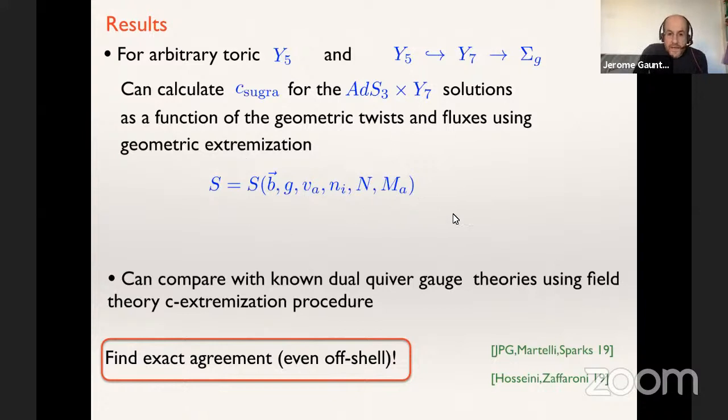You can now compare the on-shell version of this action with the field theory action you would get. Remember, we are starting with a four-dimensional field theory. We reduced it on a Riemann surface. We can now do two-dimensional field theory extremization and compare it with gravitational extremization. And you find exact agreement. So the functional of all this data agrees from the geometry to the field theory. So that's a remarkable result.